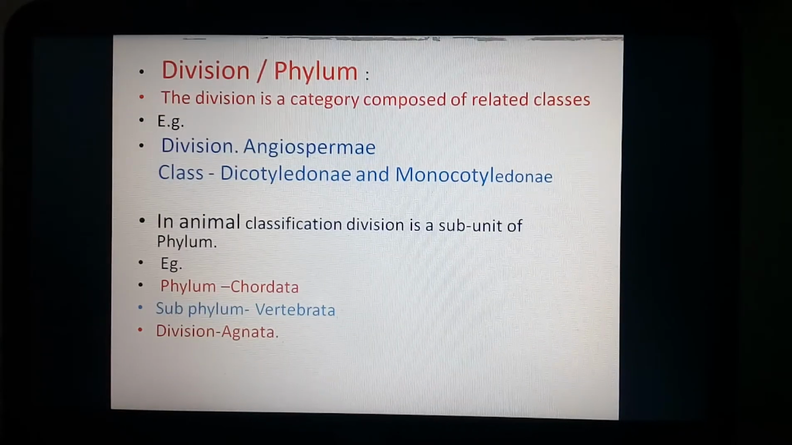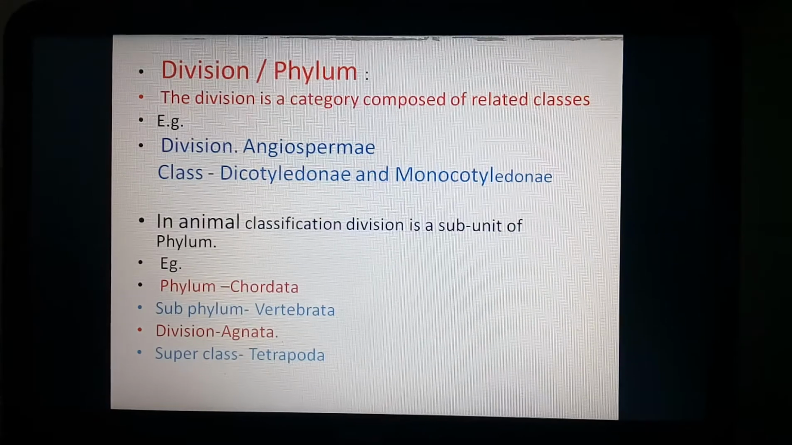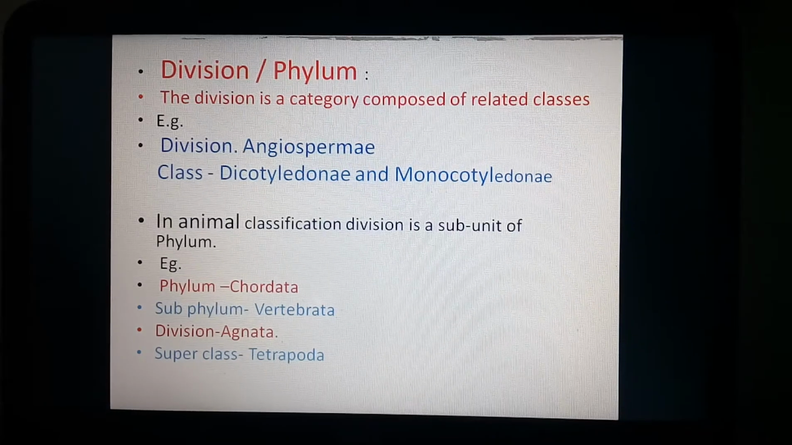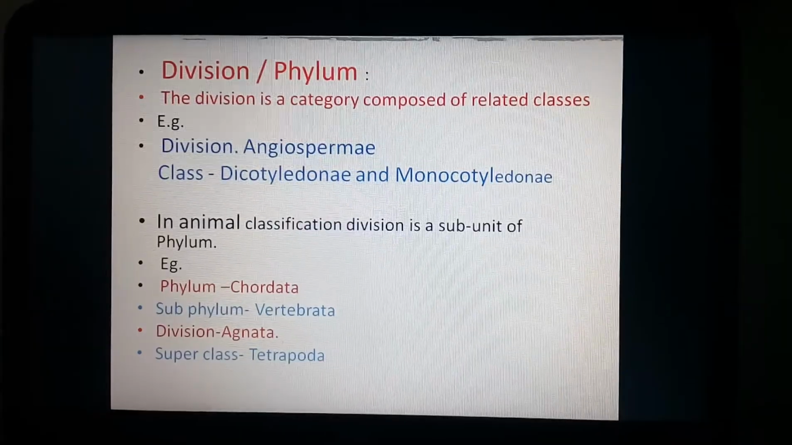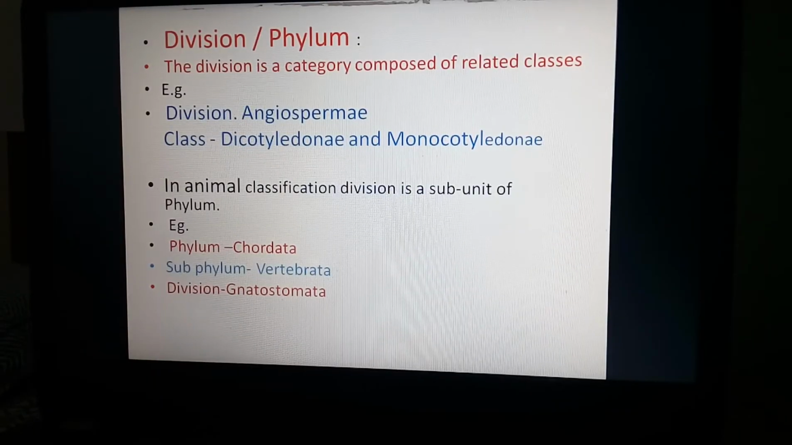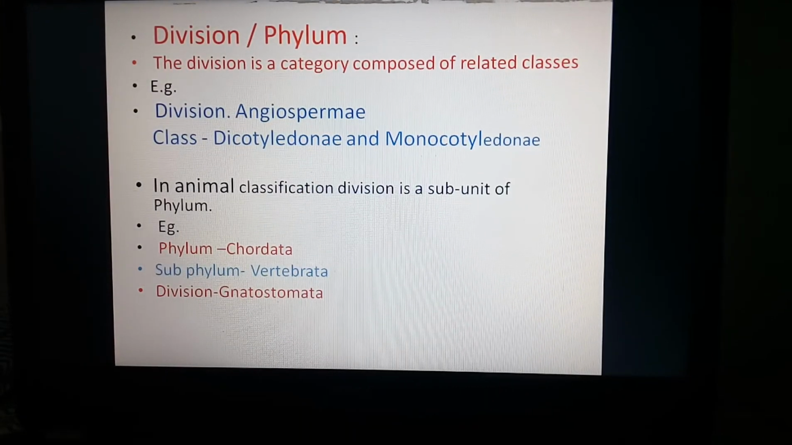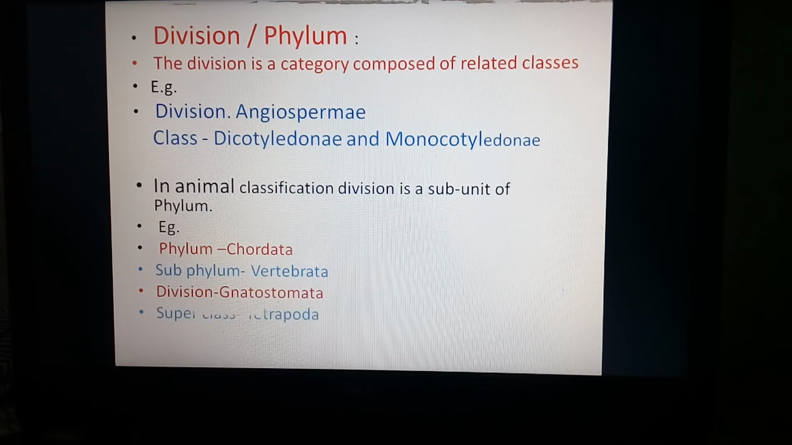If we take the division Agnatha, there is the presence of the superclass Cyclostomata. But in the division Gnathostomata, gnatha means jaws, stomata means mouth. So around the mouth there is the presence of jaws, so it is called Gnathostomata. Superclass Tetrapoda. Tetra means four, poda means legs.